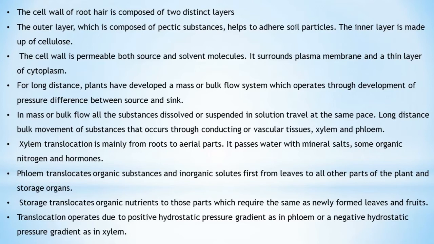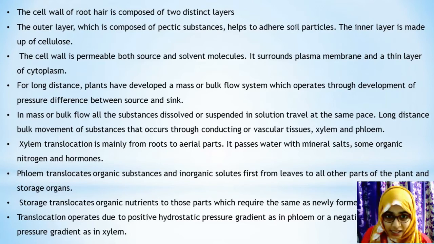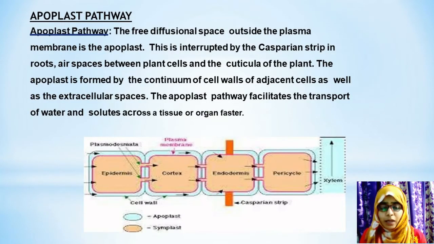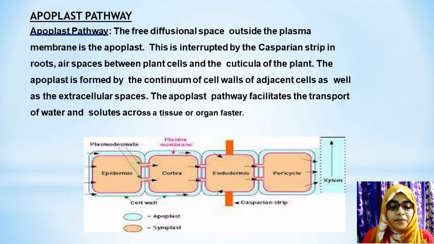So how does this transportation take place? It takes place by 2 main pathways. The first pathway is the apoplast pathway. In this, what happens? You can see in the diagram itself, there is a blue colored structure. There are blue colored lines at the corners of the cells. Those are called plasmodesmata, the plasma membrane, the plasma membrane cells.